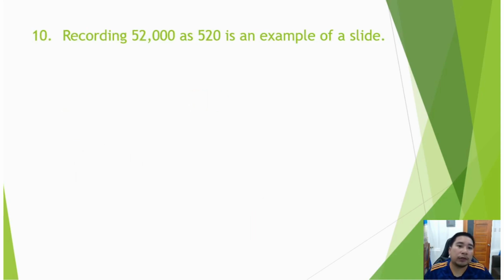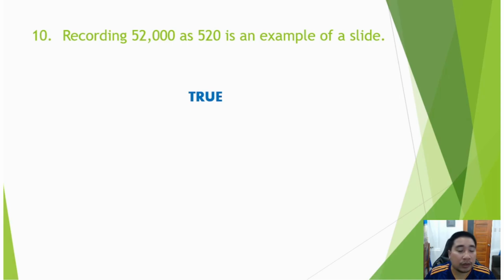Number 10, recording 52,000 as 520 is an example of a slide. This is true. The reason why we call it a slide is because there seems to be a slide of the decimal point from one place to another. So 52,000 has the decimal point after the last zero to the right, but since we recorded it as 520, it seems as if the decimal point has moved 2 places to the left, thereby the use of the term slide.